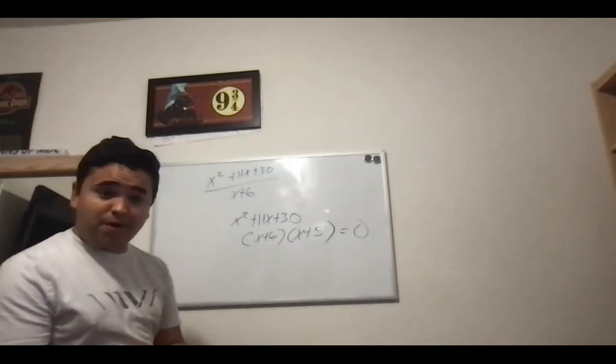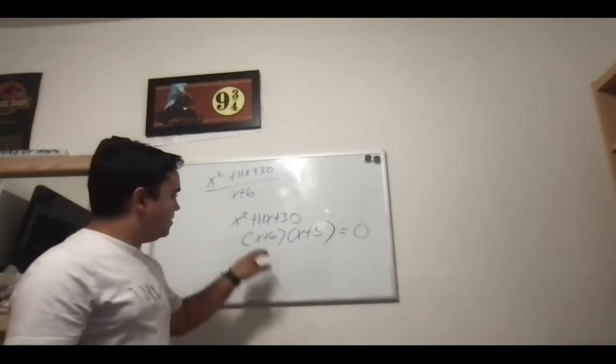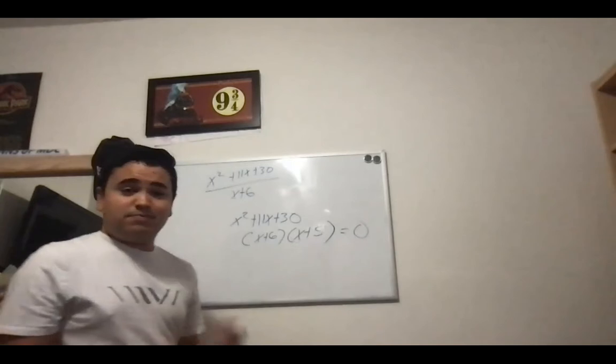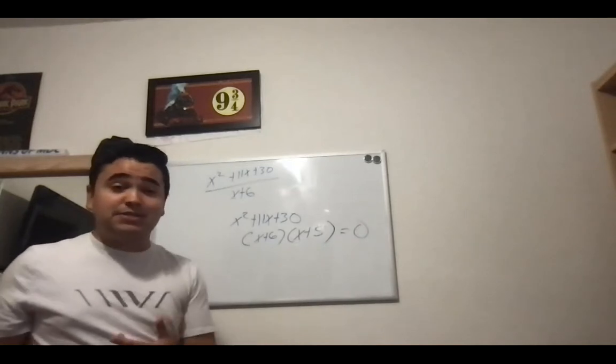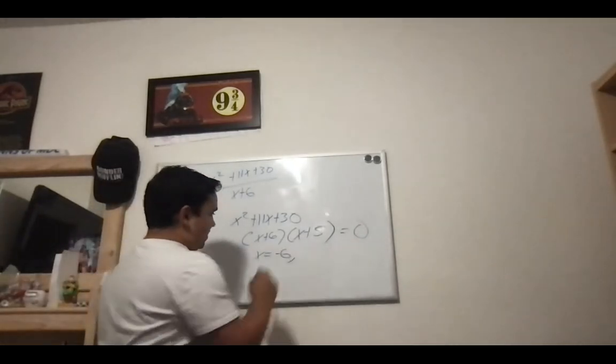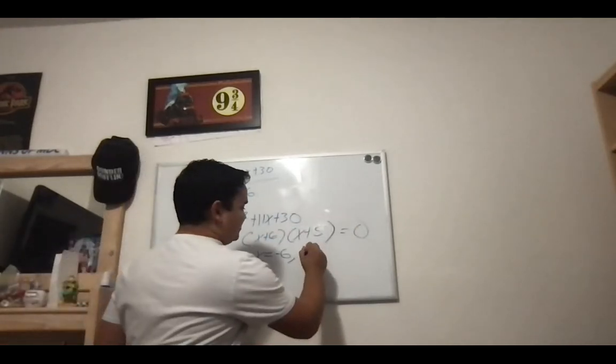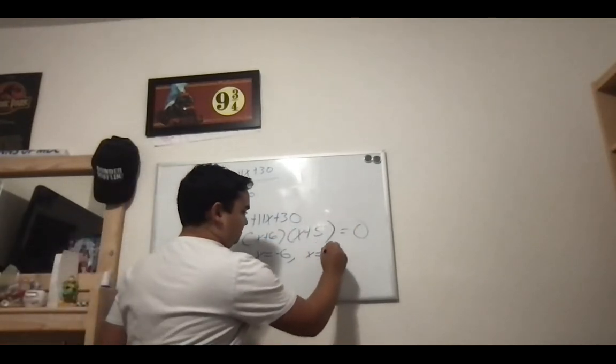This also holds by the zero product property, meaning that we have to solve for 0, and we have to solve what our x's are. x plus 6 equals 0? Easy, we already did that. X plus 6 equals 0 is x equals negative 6. X plus 5 equals 0, same idea. X is equal to negative 5.